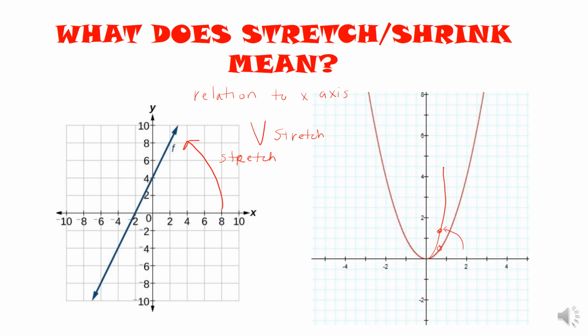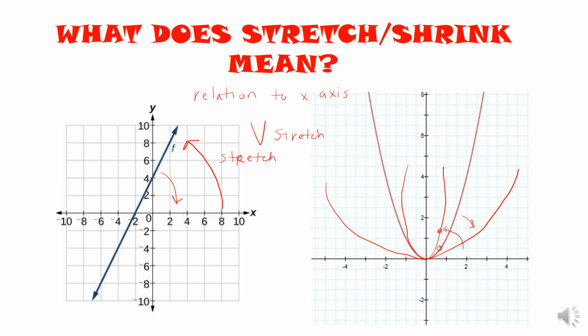A vertical shrink is when the line comes back this way. It's getting closer. It's shrinking down, or the distance between the line and the x-axis is shrinking. So for a parabola, it would look like that. The parabola would start to grow faster. And remember, a parabola is going to be symmetrical, so it's going to be like that. Okay? So it's getting closer to the x-axis.